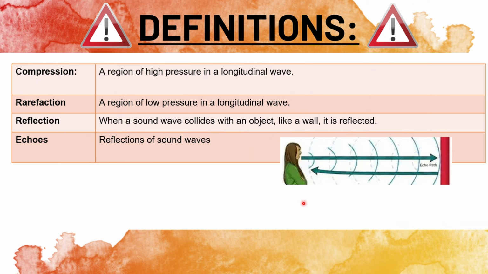So remember that an echo is basically a sound wave traveling twice its distance, because when it's generated, it's going to travel, it's going to strike a wall or an object, and then it's going to bounce back and travel right back to its source again. So echoes are sound waves traveling twice their distance.